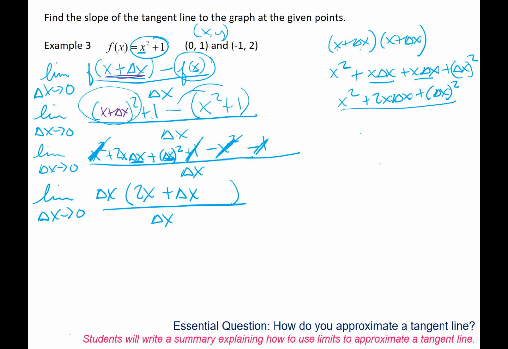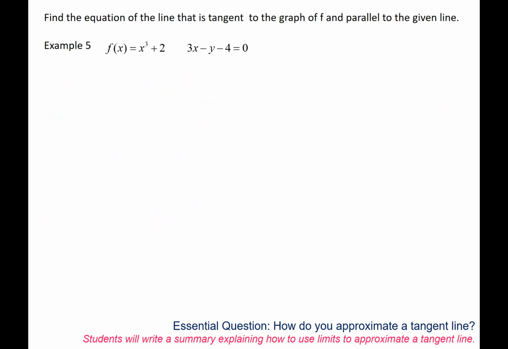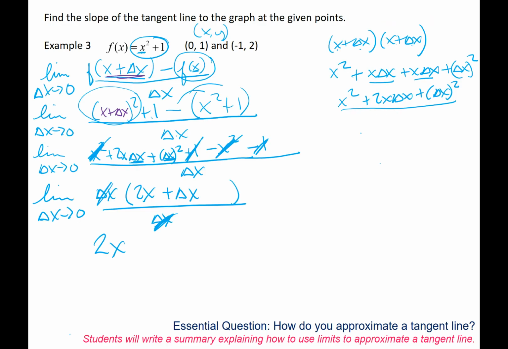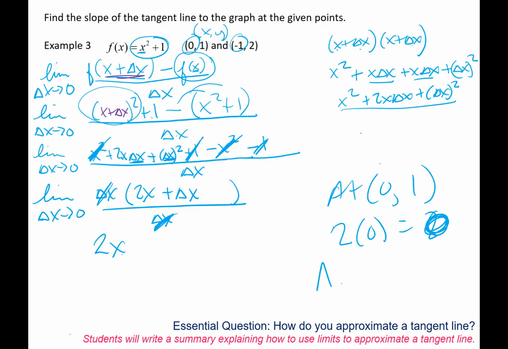All right, what happens? The delta x cancels. Okay. Am I at this point able to plug in my limit? Yes, I'm going to plug in the 0, so I'm left with the final answer of 2x, and then we would plug those two numbers into this. So at 0, 1, we would just say that it's 2 times 0, which is 0, right? And then at -1, 2, you get 2 times -1, which is -2.